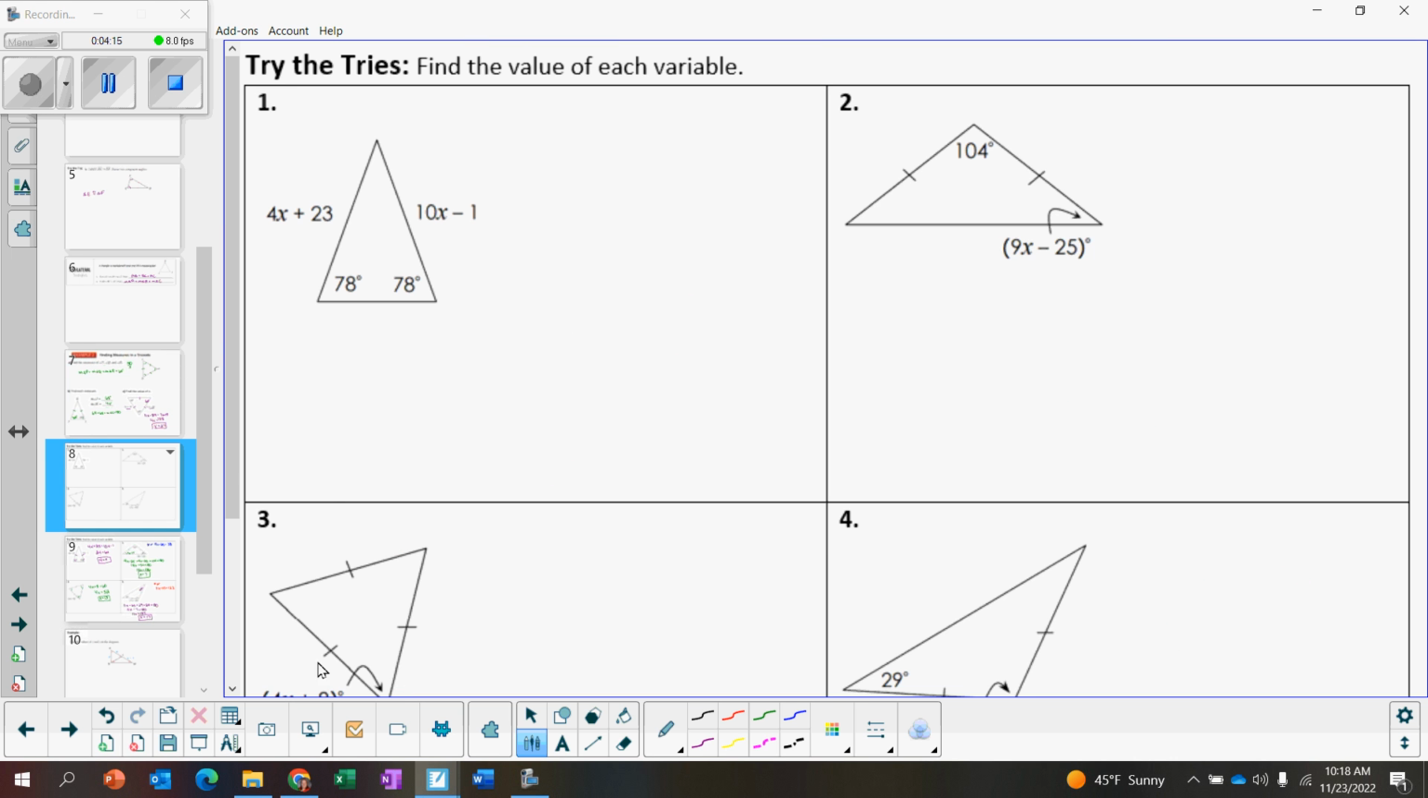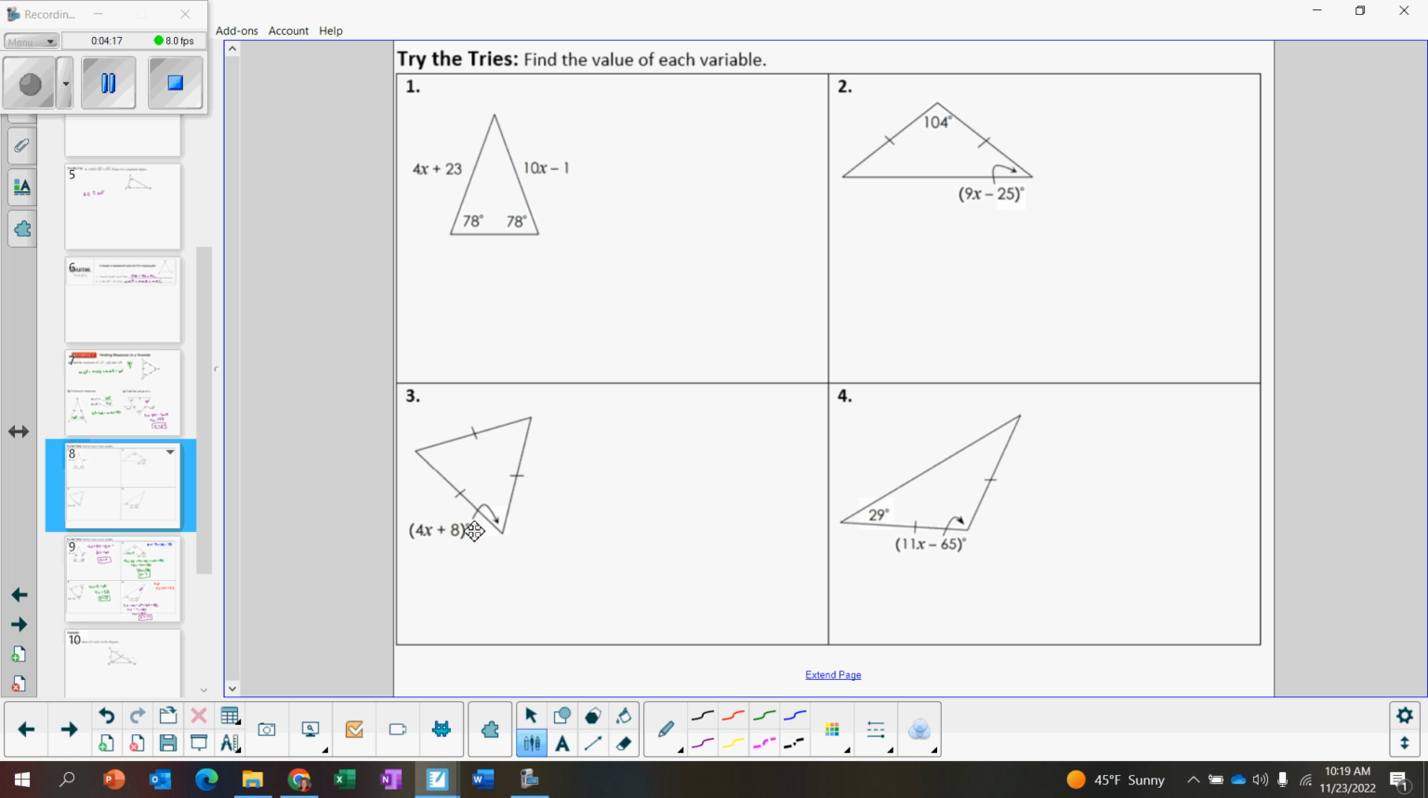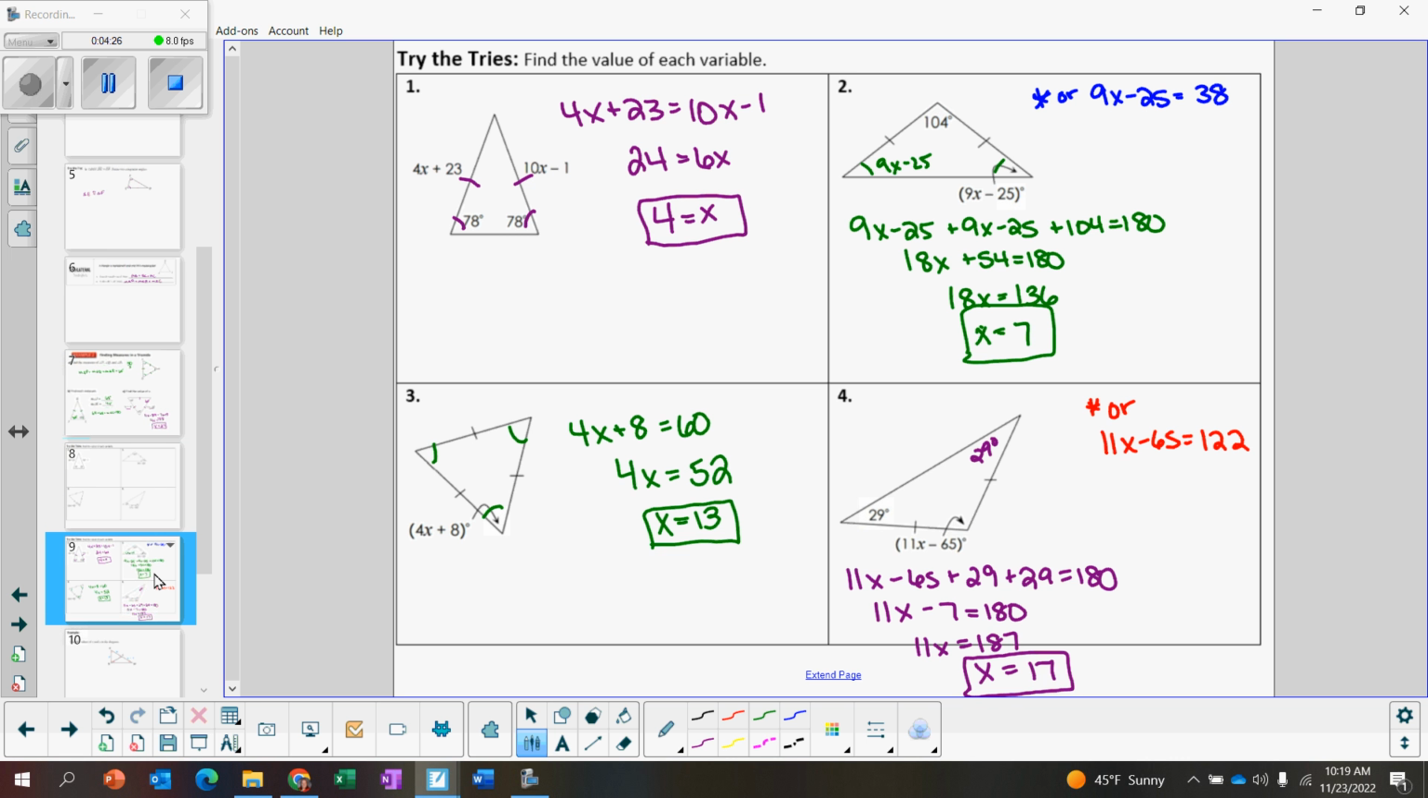So you're going to try these 4, pause, and when you're ready to see the answer, hit play. All right, so for the first one, because we knew that the base angles were congruent, I knew it was isosceles, so 4x plus 23 would be 10x minus 1, so we get x is 4. Number 2, it's also isosceles. They would mark the sides congruent, so I know both of those angles are the same. They're my base angles. They're both 9x minus 25.